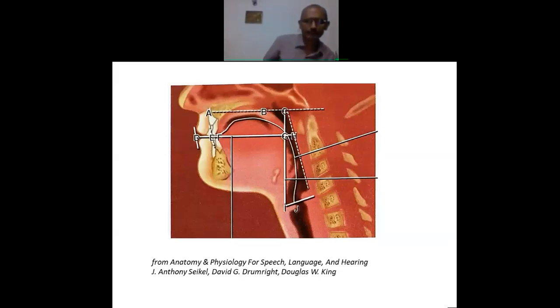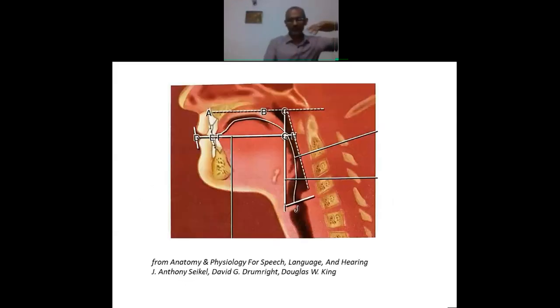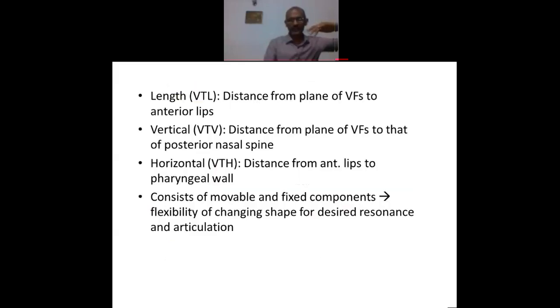So this is a very detailed descriptive concept of the vocal tract per se. So keep this picture in mind and just go through the description. The vocal tract's total dimension is the distance from the plane of vocal folds to the anterior lips, which can be broken down into the vertical and the horizontal. Vertical is from the vocal folds to the posterior nasal spine, while horizontal is the distance from the anterior lips to the pharyngeal wall. So we have the VTV and the VTH forming parts of the vocal tract.